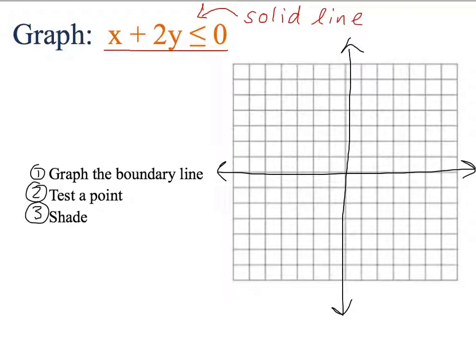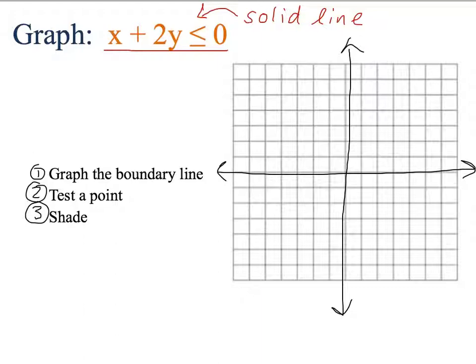Solid lines mean that the points are solutions to the inequality. So the points on the line are solutions to the inequality. The first thing we have to do is graph that boundary line. This is a little bit hard because of the way that this is written right now.